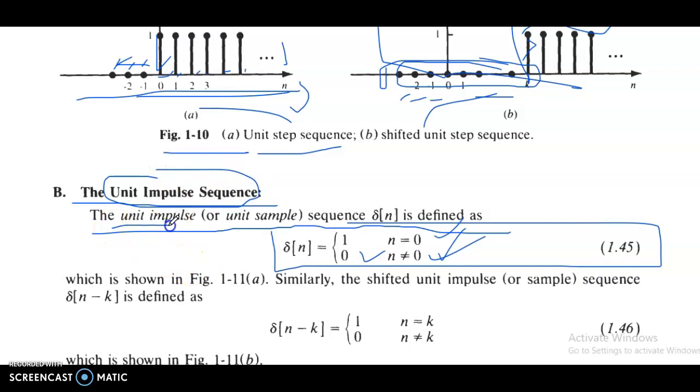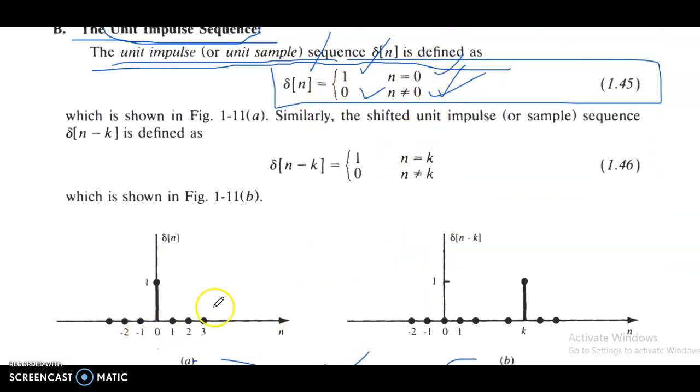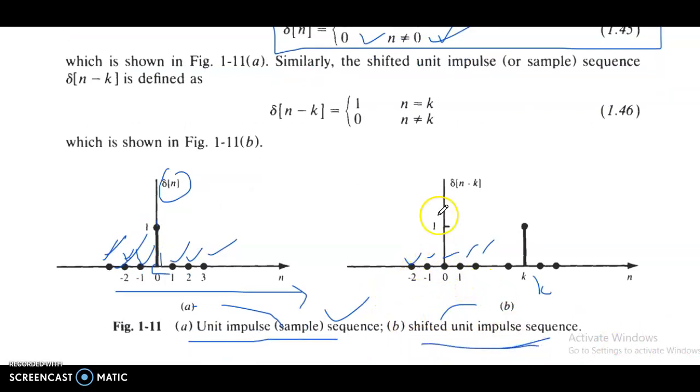The unit impulse or unit sample sequence del of n is defined as del of n equal to 1 when n equal to 0. This is the n in the x-axis: minus 3, minus 2, minus 1, 0, 1, 2, 3, up to k here. In the y-axis is del of n, here 0, 1, and so on. In the shifted unit impulse sequence, in the y-axis del of n minus k, because the impulse is shifted to the kth place, that is k.